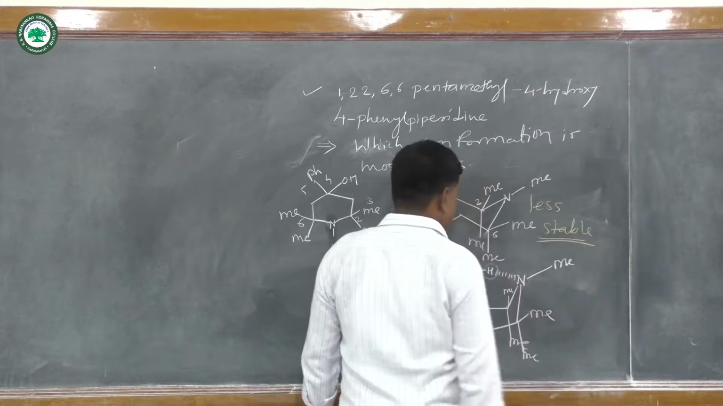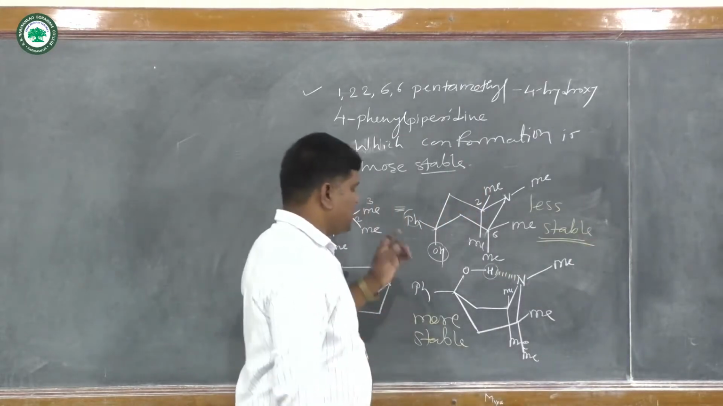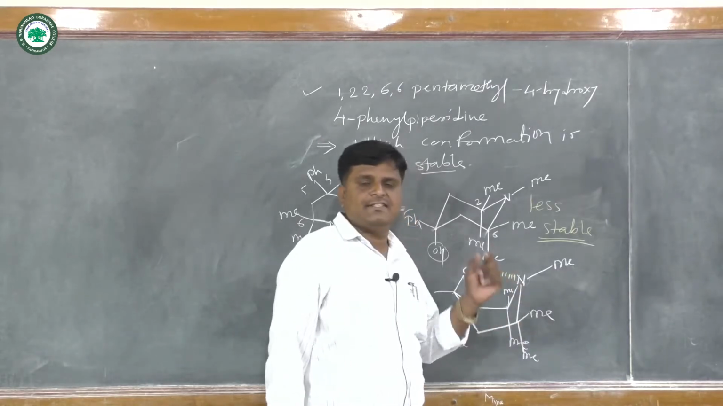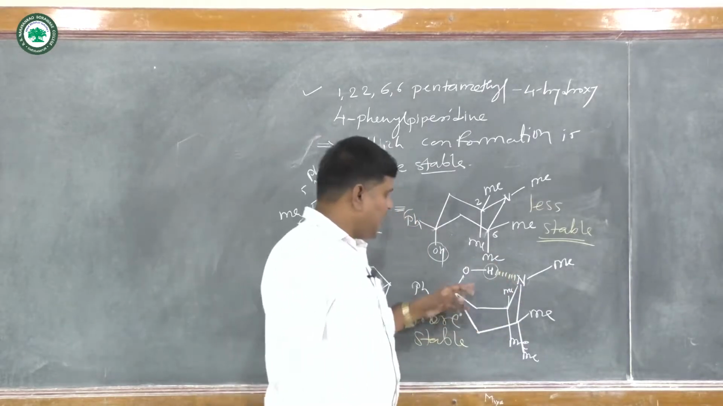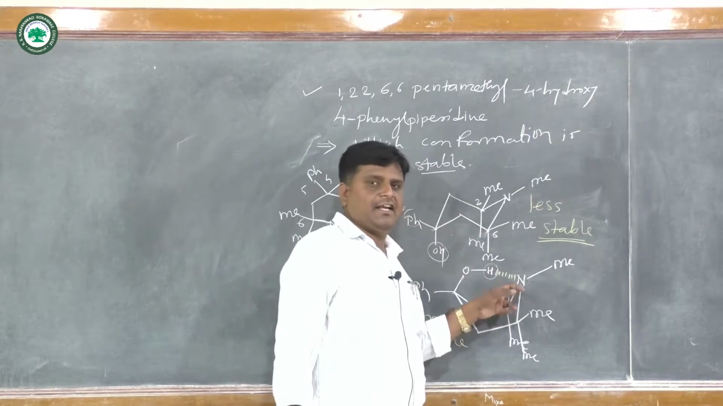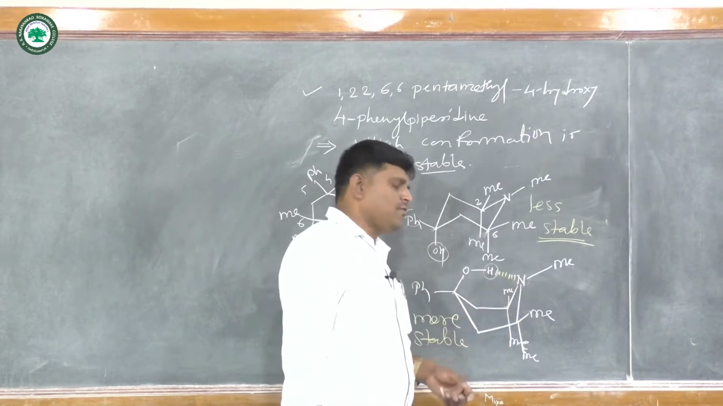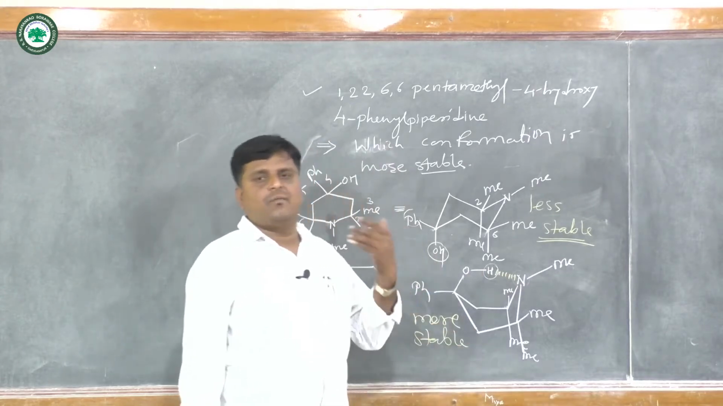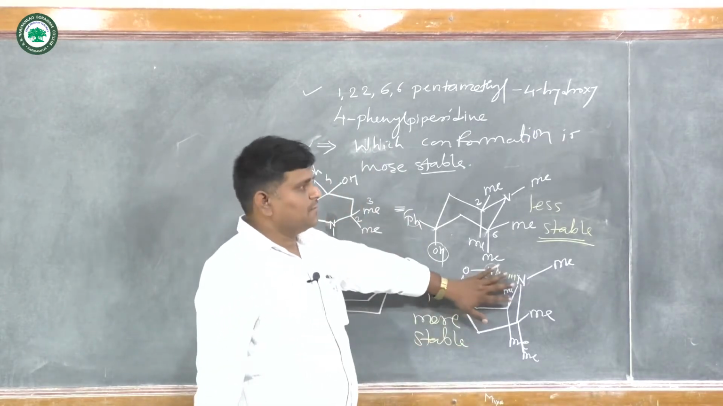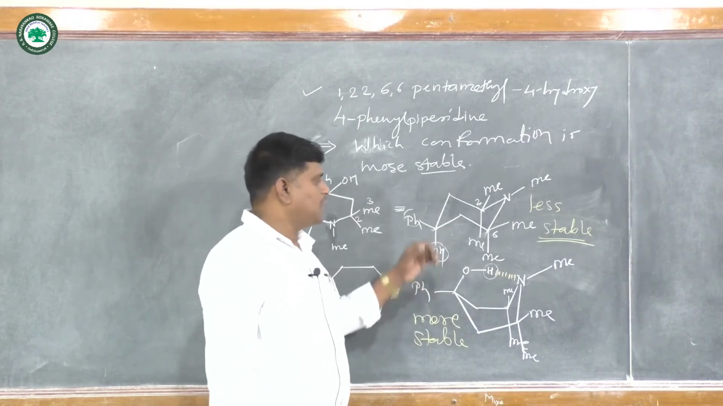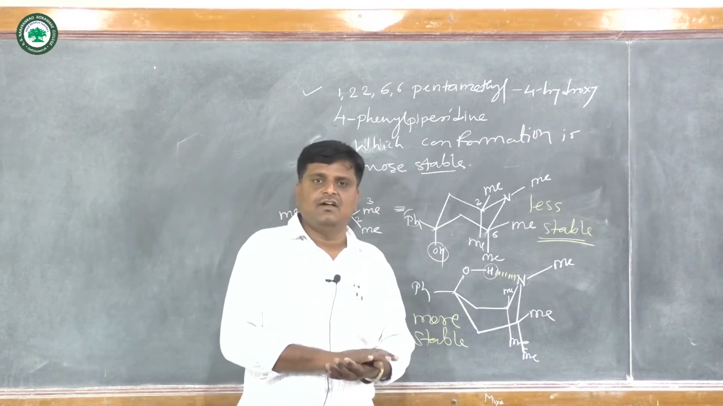So remember, students, the hydrogen bond formation is due to the presence of the heteroatom at the first carbon atom, replaced by nitrogen, so there is formation of a hydrogen bond, and due to the formation of the hydrogen bond, this conformation is more stable than the chair conformation.